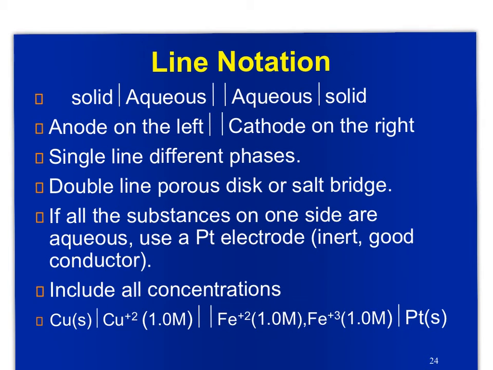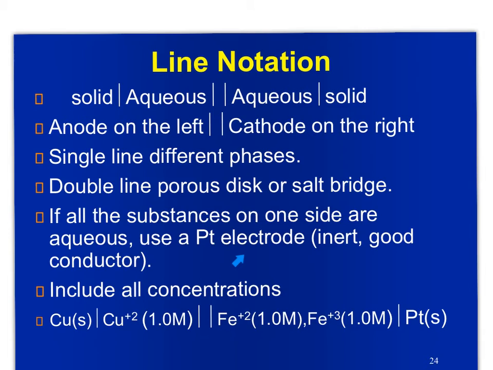Line notation. You'll see this interesting line notation. So the solid, aqueous, double lines, aqueous, solid. And so the anode is always written on the left over here, and the cathode is written on the right. The single line differentiates the different phases, and the double line represents the porous disk or the salt bridge. So really, that's the cell on the left, and that's the cell on the right. You always write it this way in line notation, but again, if you see a diagram, they could be flip-flopped.